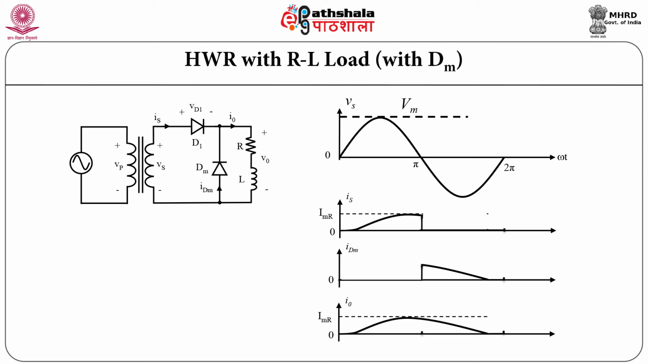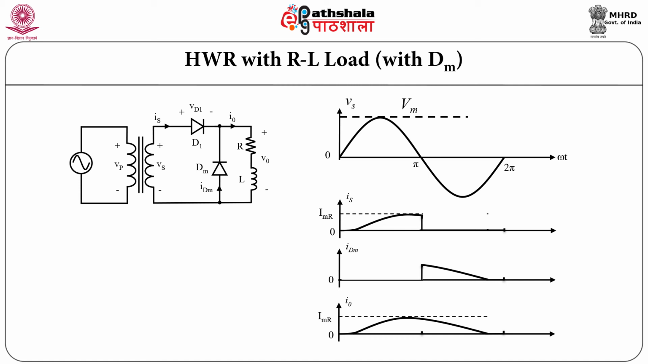Now if we see the source current in this case, source current and output current are different. During the positive half cycle, the load takes current from the source. During the negative half cycle, whatever energy is stored in the inductor will be used and converted into current.